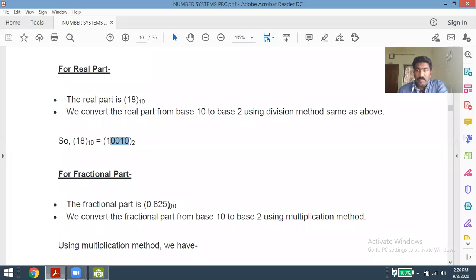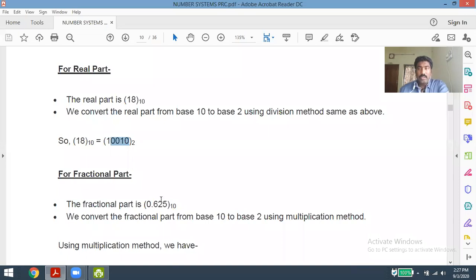Don't take just 625. Many people will take only the digits after the point. I have said the value after the point, 625, taken as base 10 by itself, is not the right way. You want to take the 0 also, 0.625. The first part is 18 and the second part is 0.625.